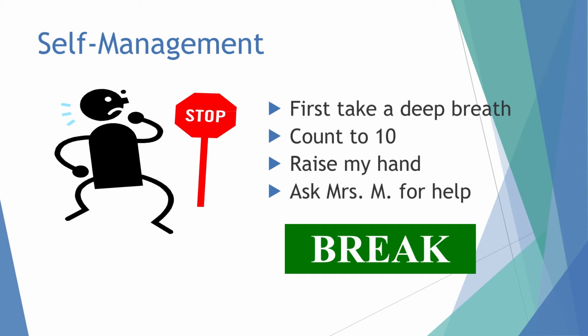Other kinds of things with self-management, so teaching kids how to work through coping skills and some of those kinds of things. So this is a particular student. It says first take a deep breath, count to 10, raise my hand, ask Mr. M for help, and then I get a break. So giving him those tools instead of just saying use your coping skills. Again, we have it visual, step by step. These are the things that you need to do. These things can sometimes work remarkably well with kids by just getting things written down and adding pictures.